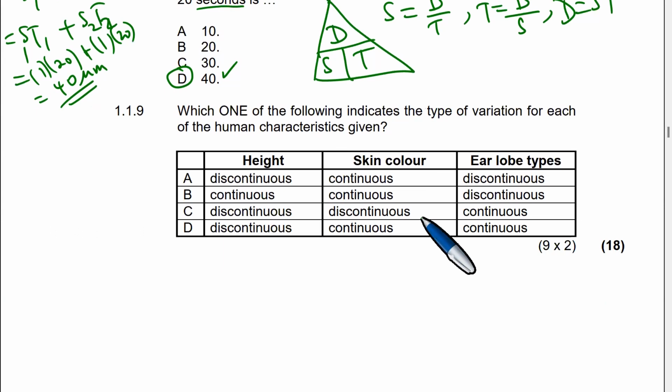Okay, let's look at 1.1.9. Which one of the following indicates a type of variation for each of the human characteristics given? In 1.1.9, you'd be able to see that the height must be continuous, the skin color must be continuous, and the earlobe types must be discontinuous. The height is continuous, the skin color is continuous, the earlobe types are discontinuous, so it is option B.